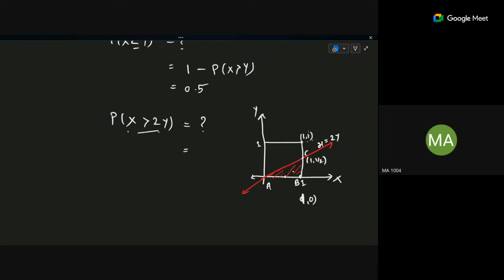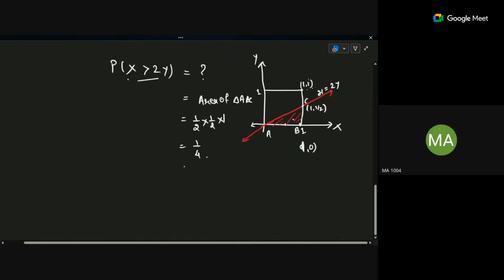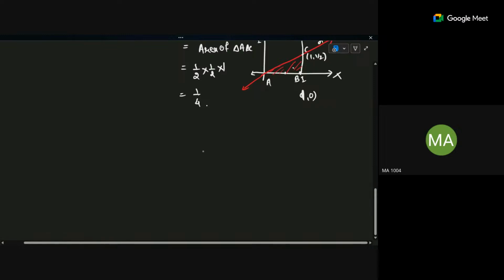Okay. So x greater or equal to twice y, how will you check it? It is nothing but the area of triangle ABC, right? That is nothing but half into 1 by 2 into 1, right? So it's 1 by 4.